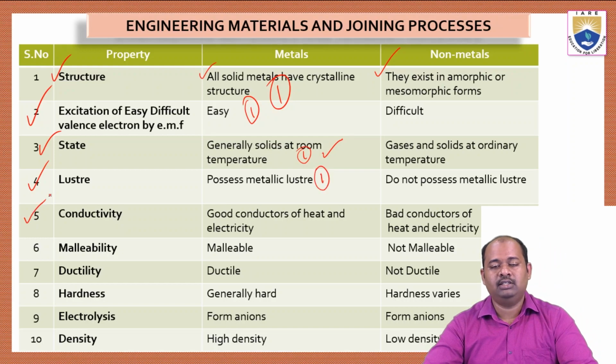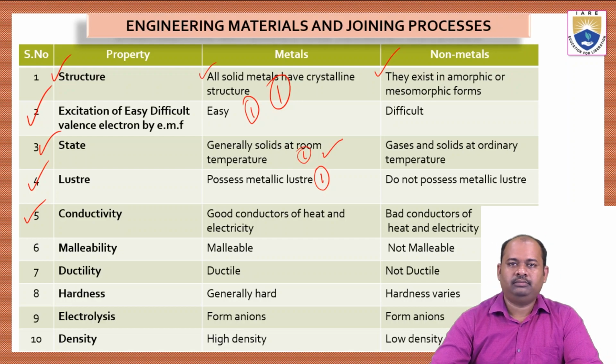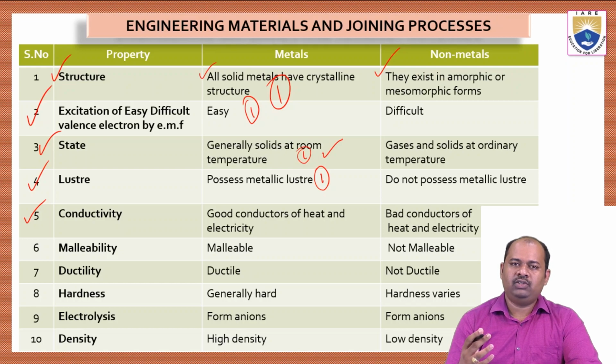And the fifth point is conductivity. All the metals are good conductors of electricity, because we have seen in the previous point, that is the second point, that the excitation of electrons is very easy in metals, whereas it is very tedious and very hard to excite the electrons that are present in non-metals. That is why they can be used as insulators. So the non-metals are very bad conductors of electricity.